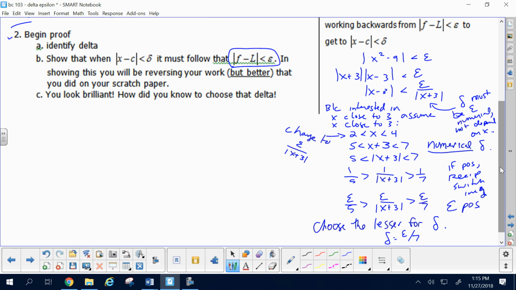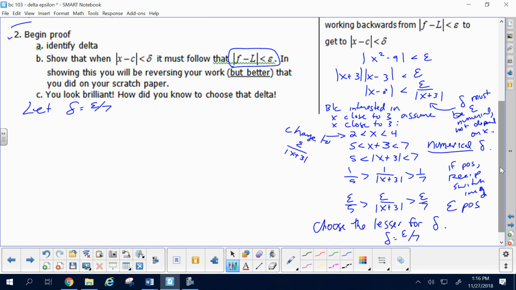Just like yesterday, we start by identifying delta. Let delta equal epsilon over 7. Now think about this for a second. I'm not going to see your scratch work. I'm going to be thinking, epsilon over 7, where are you getting it? You're going to need to communicate where you're getting it, right? So you say, oh, hang on just a second, I'll show you why epsilon over 7.